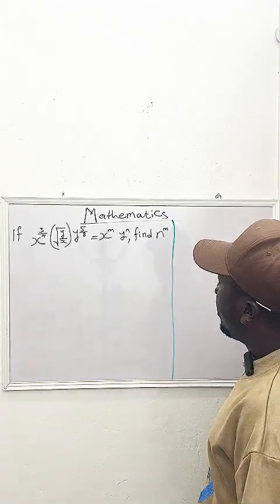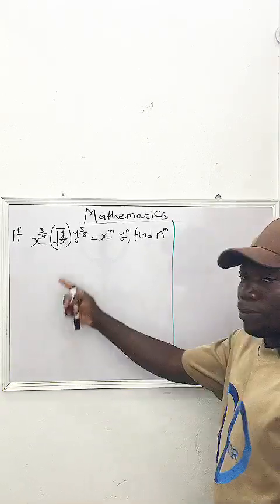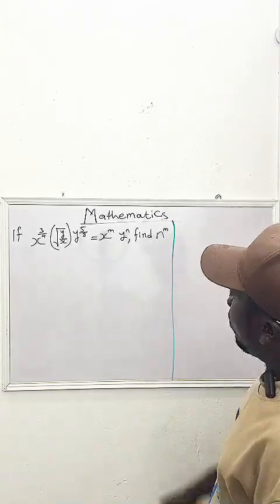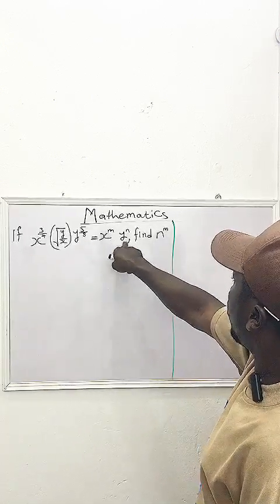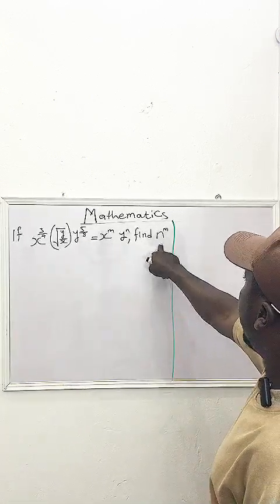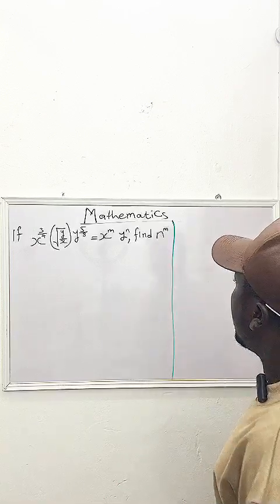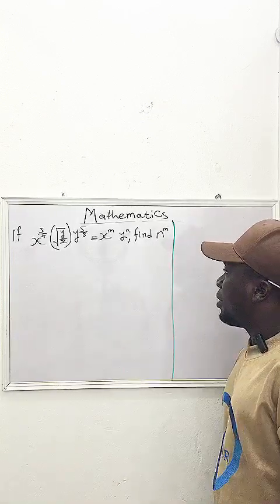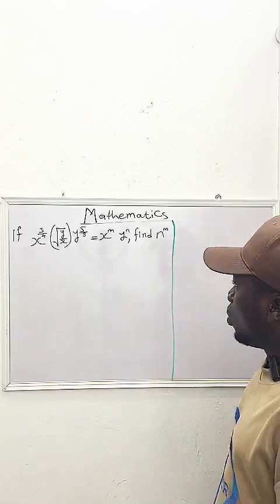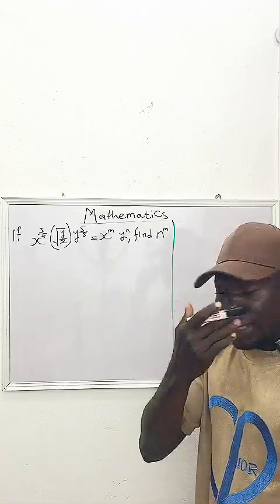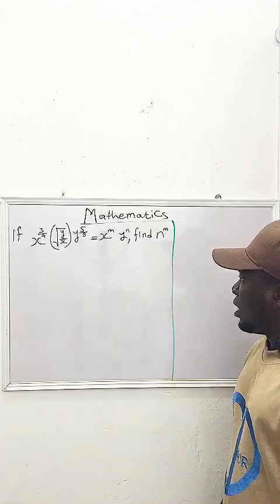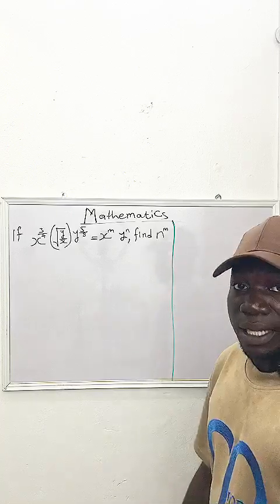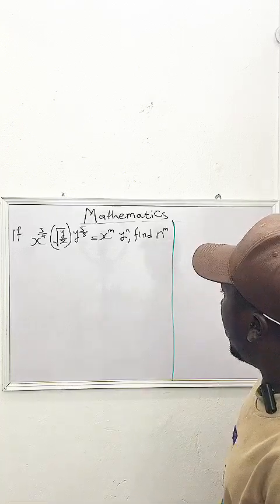All right, pay attention. We are to solve this problem. The question said, if this expression is equal to x power m dot y power n, then find n power m. This is very simple. Like I tell my students, do not get frightened by the mere sight of a question. You just stick to the principles, and you will see the question crumbling like a piece of cake.